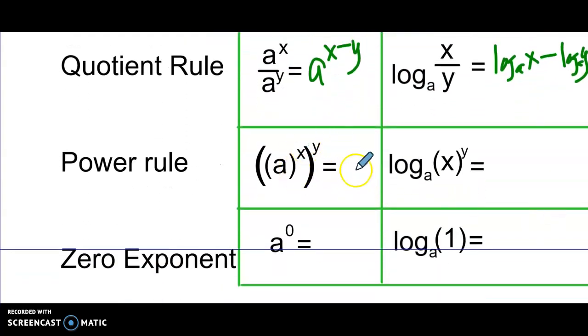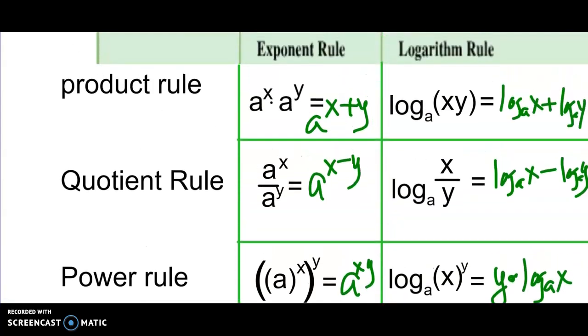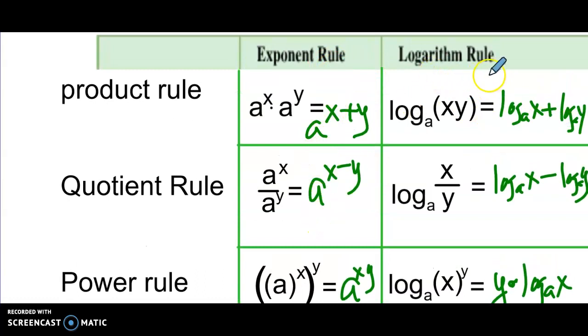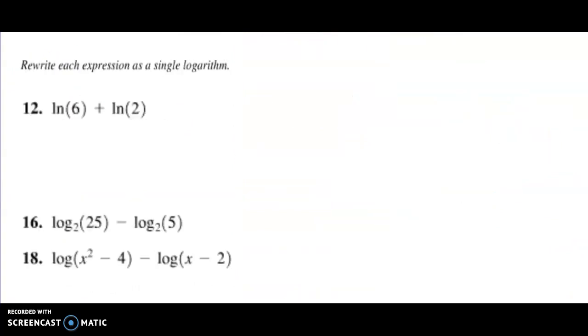And if you have a power to a power, you multiply the exponents. Well, same thing here. If I have a power, really the log is a power, I'm going to multiply the Y times whatever the log base A of X is. I'm going to end up multiplying them. Anything to the 0 power is 1. Well, the log base anything of 1 is 0. All right, so if you know your exponent rules, I just like to put them beside each other. The exponent rules we knew, the log rules are very similar because logs really are exponents.